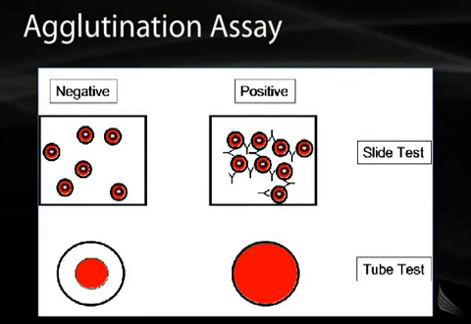The agglutination assay is another common immunoassay. We use this when we're blood typing, right? When we're screening for blood type. So we have two ways we can do this, the slide test or the tube test. The slide test is up on top, so we'll talk about that one first.